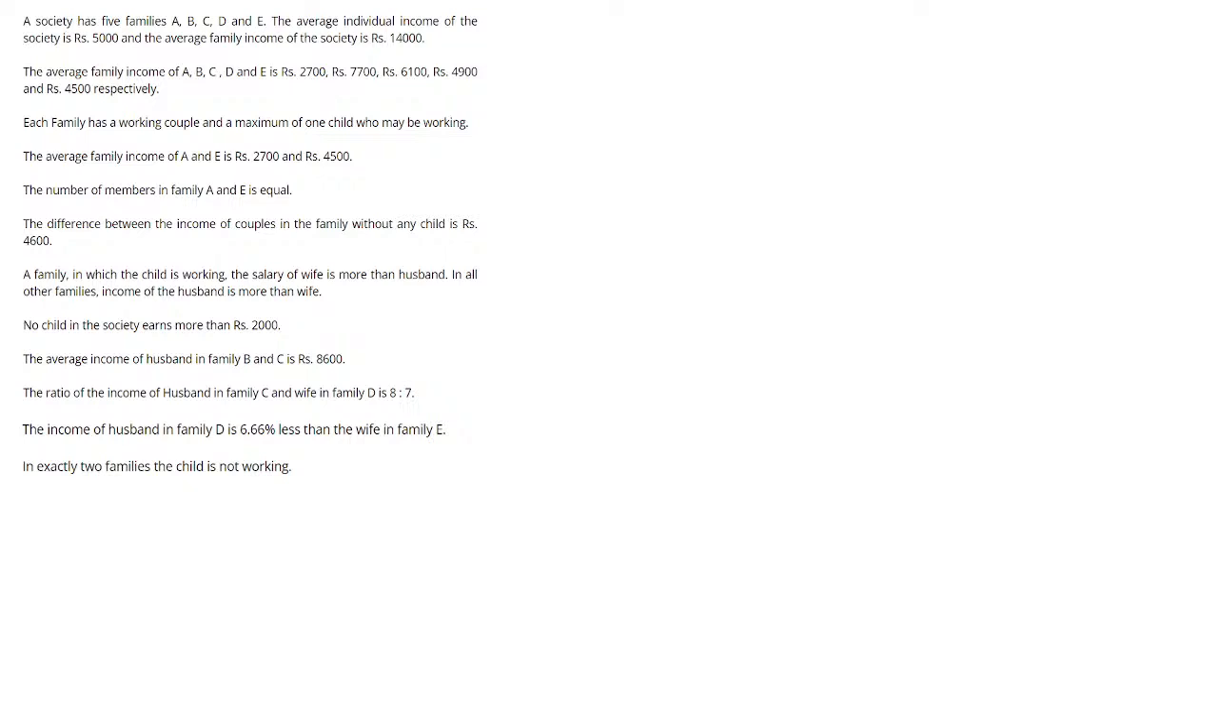Moving to the data set, the data set is on your screen. A society has 5 families A, B, C, D and E. The average individual income is given, 5,000. Average family income is also given, and the average family incomes are 27, 77, 61, 49 and 4500. So first of all, write all the 5 families A, B, C, D and E. Each family has a working couple and a maximum of 1 child.